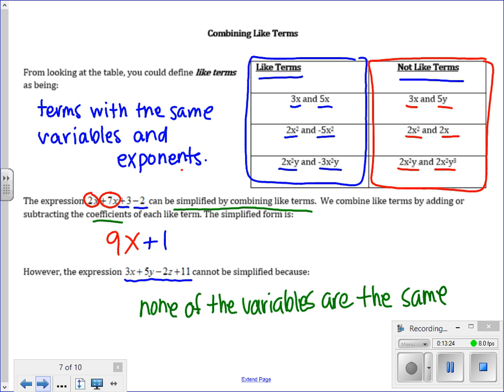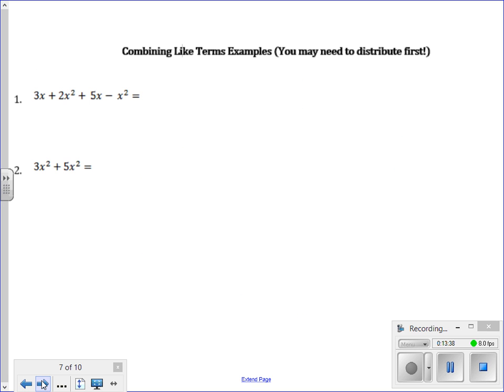Now if I look at this example, I have an x, a y, and a z. But because those are all different letters, I cannot combine them together. So that's actually the simplest that example can be. All right, we're going to finish up this lesson with 6 examples of combining like terms.